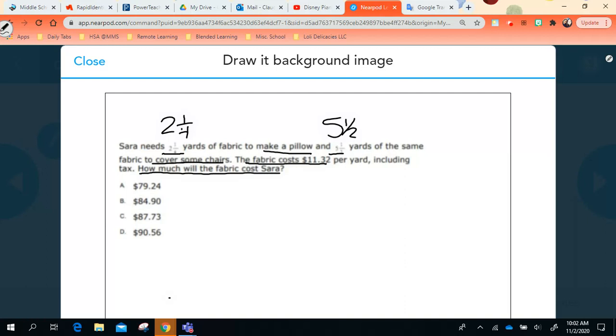Now, I don't know how to add those two mixed numbers, so I'm going to turn them into what? Improper fractions. So I'm going to take 2 1/4 plus 5 1/2, and I'm going to turn them into improper fractions. 2 times 4 is what? Plus 1. 9/4 plus 5 times 2 plus 1, 11/2. Now, what do I need to do? Can I just add them like this, or do I have to do something?